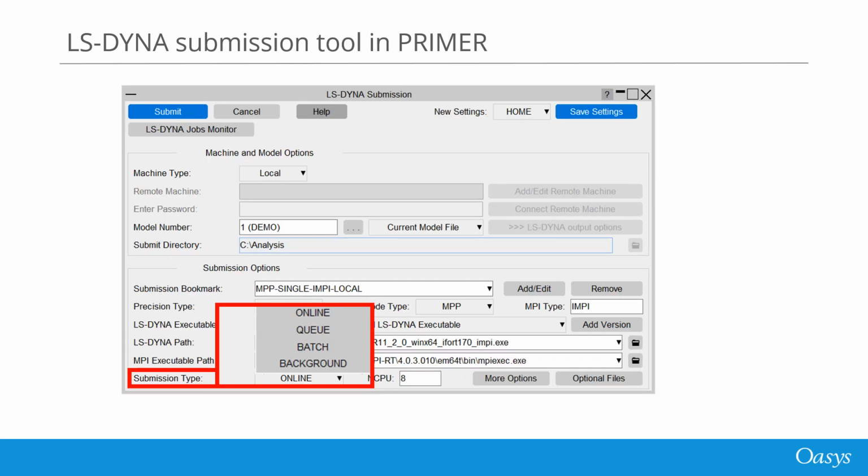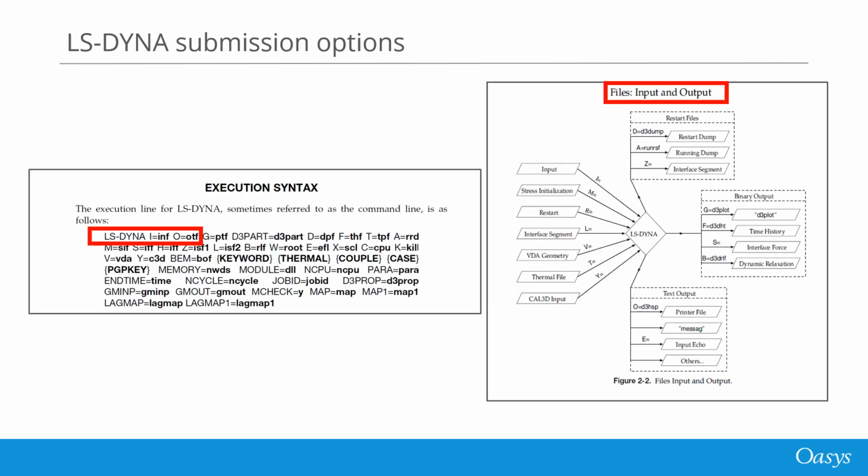You can choose to perform the LS-DYNA simulations in various submission type modes as given in this menu here. You can also specify a variety of LS-DYNA options in this panel. This is a snapshot from the LS-DYNA manual. This gives out the execution syntax for running LS-DYNA and also various input and output options.